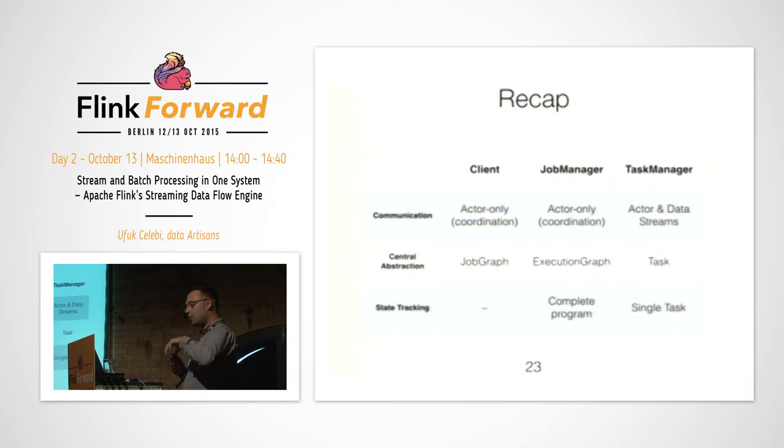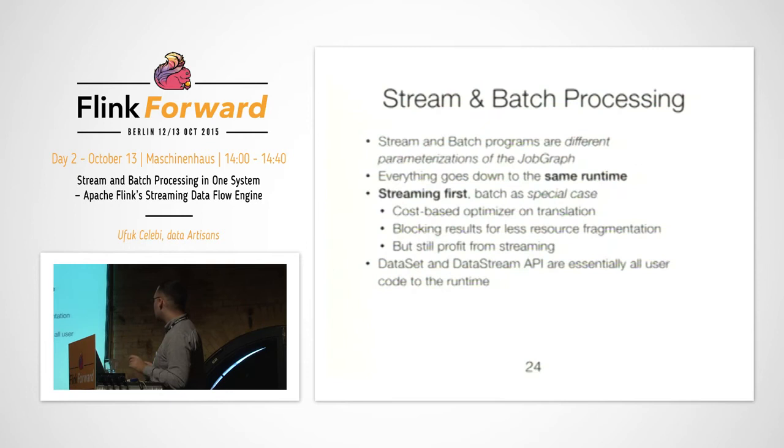Actually, I removed some slides, but we have time left. So if you think about this question of streaming versus batch processing in Flink, the nice thing is that streaming and batch are just different parameters to this job graph and to the runtime. Because everything goes down to the same runtime, it's actually independent. So Slim also asked this morning to William how this is happening. So maybe you now have a better picture of this.